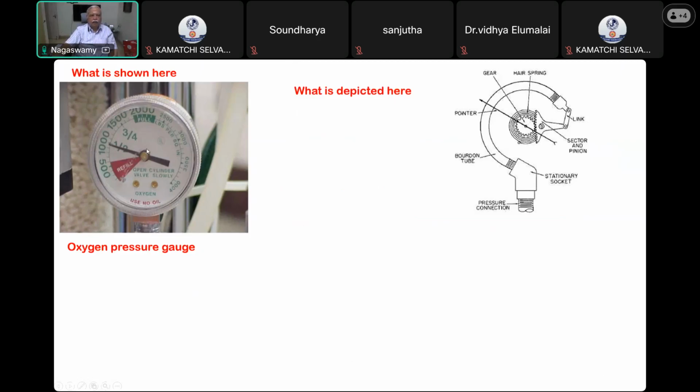Okay, and pressure is displayed, name is written, use no oil, cautions are given, refill. All these are considered as safety mechanisms or safety features. And this is the working principle of a Bourdon pressure gauge.